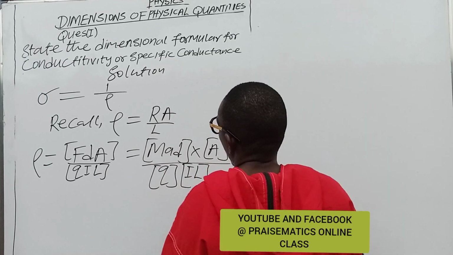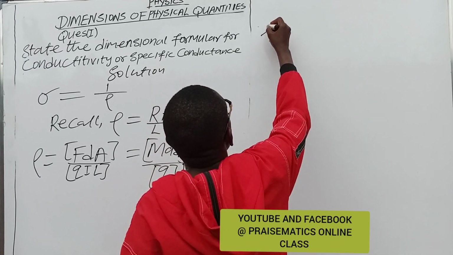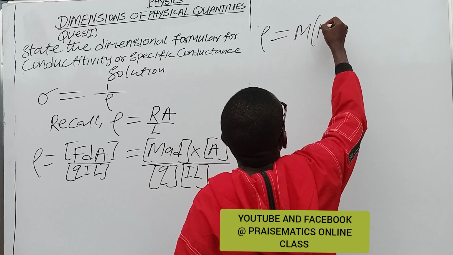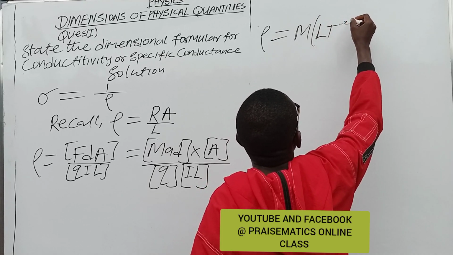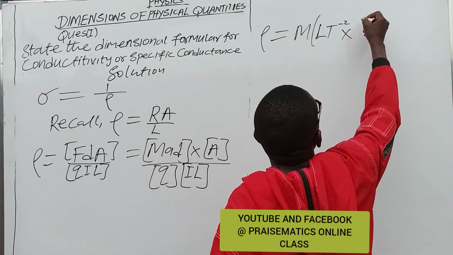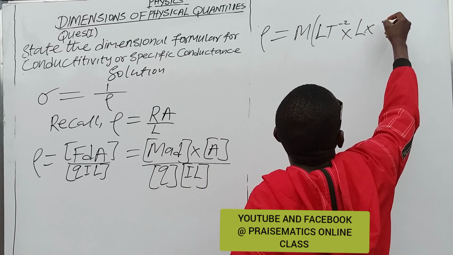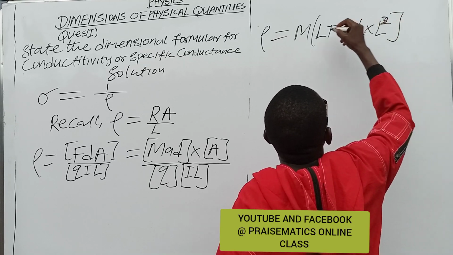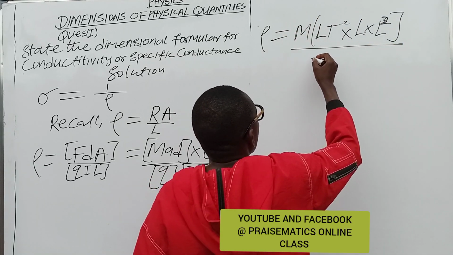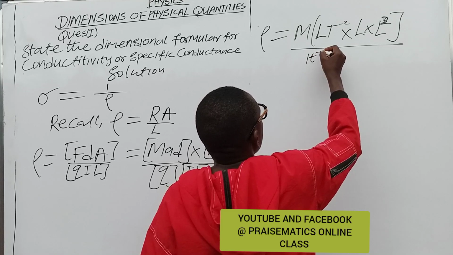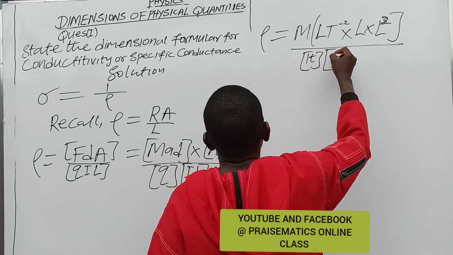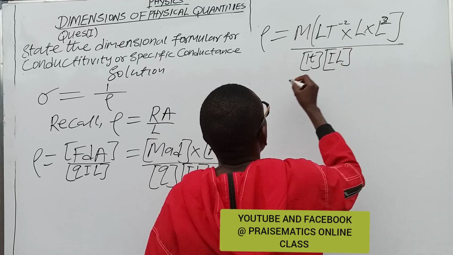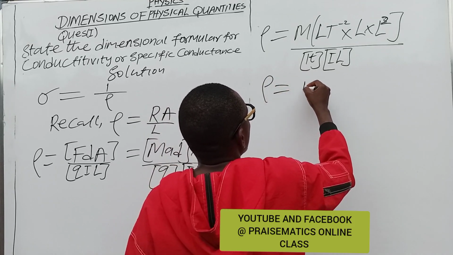From this now we have that this rho is equal to M into acceleration, which is L T raised to power minus 2, multiplied by L, multiplied by area, which is L raised to power 2, all over Q, which is IT, multiplied by I, multiplied by L.